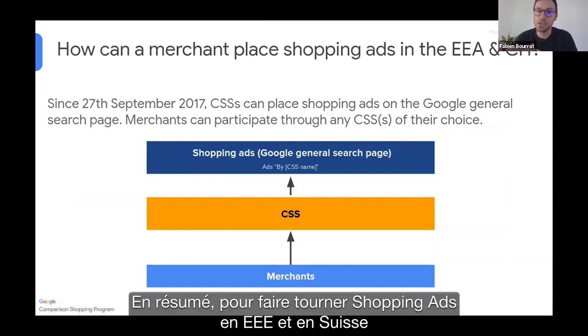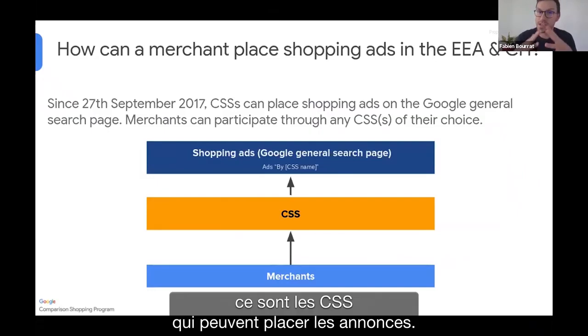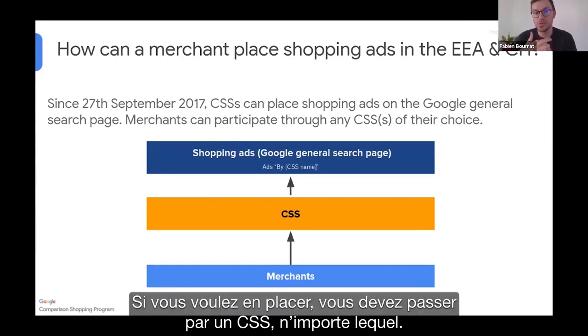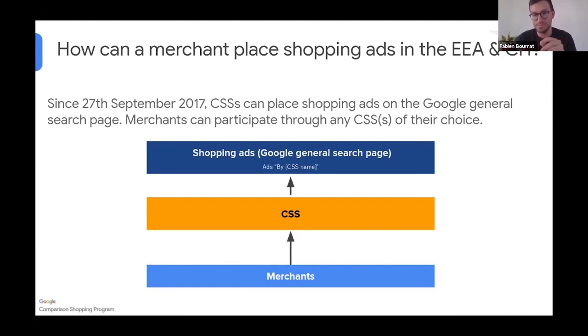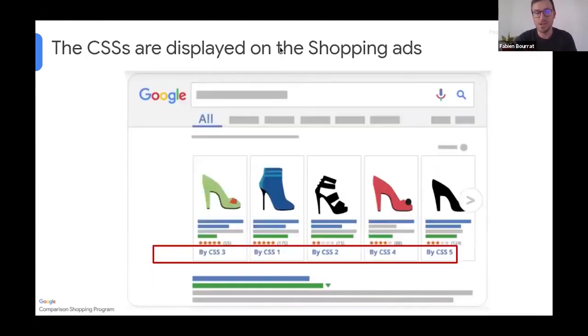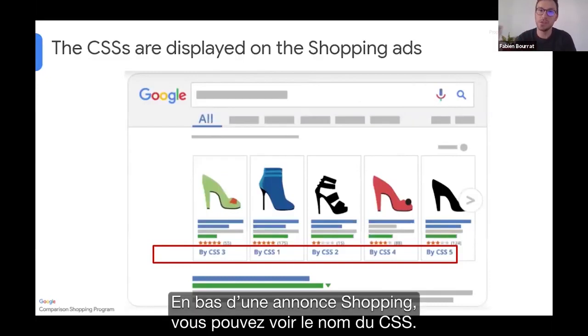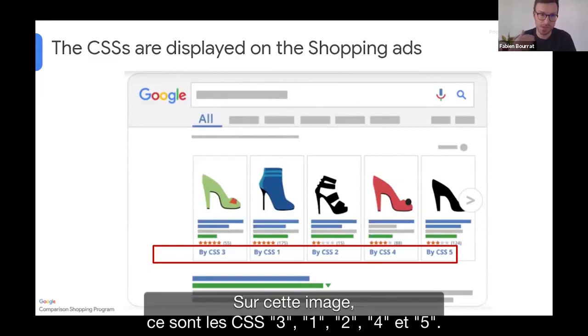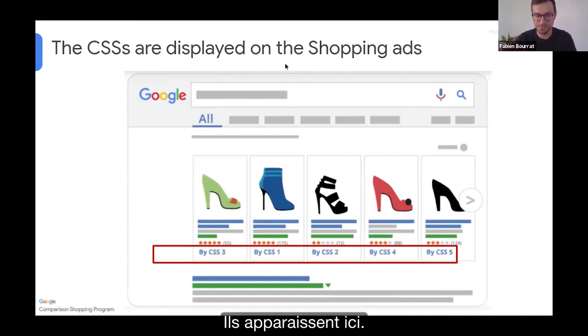So to summarize, if you want to place shopping ads in the EEA and Switzerland, it's CSSs that can place shopping ads on the Google general search page. And if you want to place shopping ads, you need to participate through any CSS of your choice. If you look at the bottom of the shopping ad, this is where you can find the name of the CSS. So here on this picture, it's by CSS 3, 1, 2, 4, 5. That's where you can see it on the shopping ad.